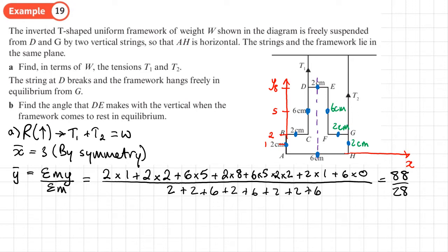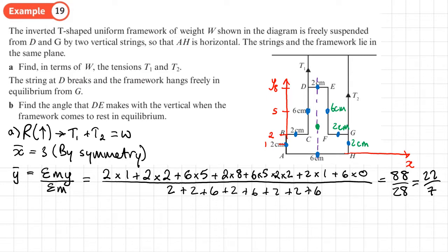So that becomes 88 divided by 28, and that can simplify down to 22 over 7, divided both by 4. So now we know the position of the center of mass. So we'll just mark that in on the diagram. So we know the center of mass is along this line. 22 over 7 is just up 3 and a bit. So the center of mass is going to be somewhere around here.